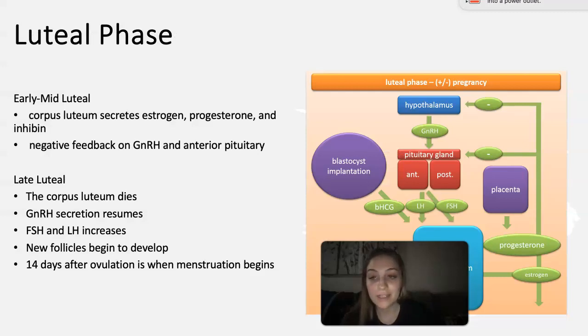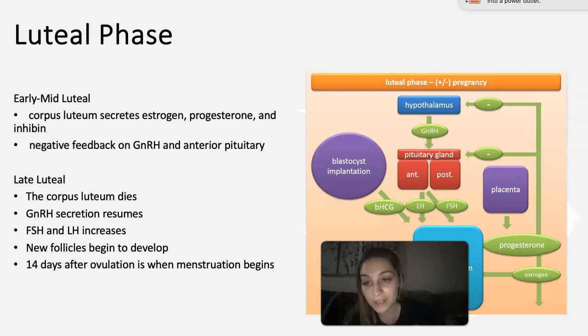So the luteal phase, following the release of the egg, the follicle changes into a hormone-secreting structure, the corpus luteum, and secretes estradiol and progesterone in response to LH. So the corpus luteum secretes estrogen, progesterone, and inhibin. The negative feedback on the GnRH and the anterior pituitary are also explained in the diagram next to it.